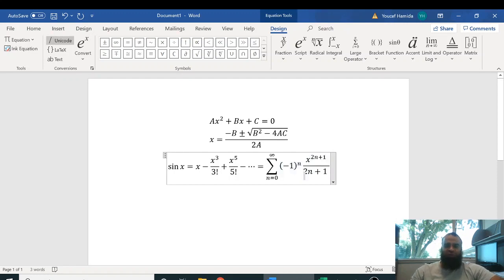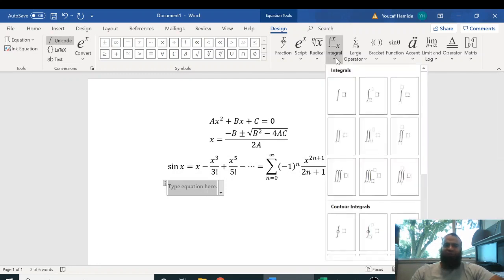Let me go Control Z just to go back. I will hit Shift Enter now to just get another equation. Let's say I want to integrate something, the integral. I have options, right? I can use this, or double or triple integral. You see the limits here, they can be here or they can be on the bottom. It's up to me. I can use this if I want.